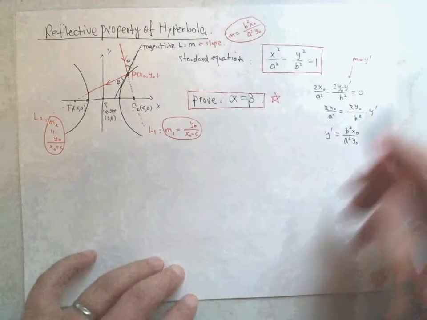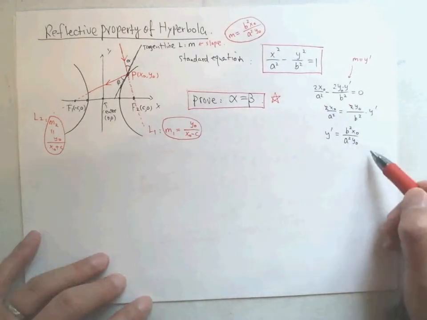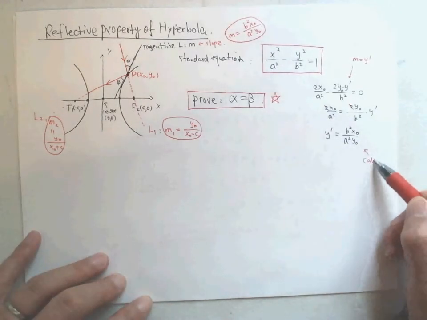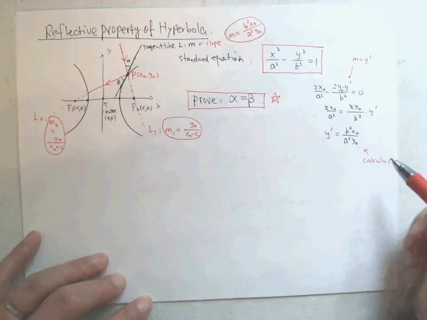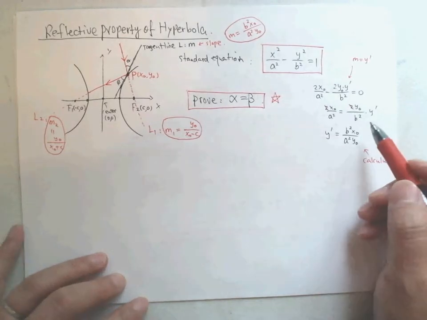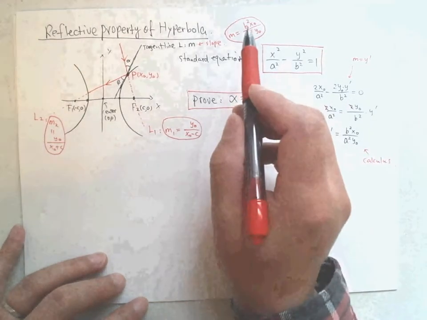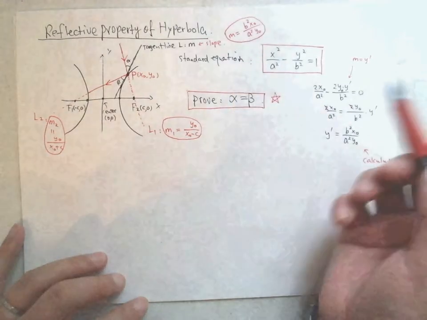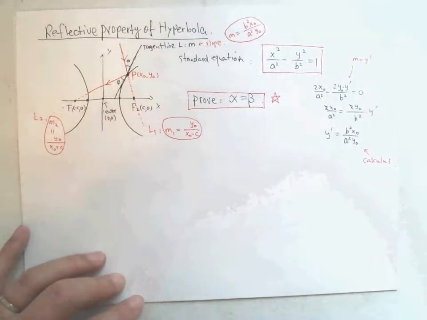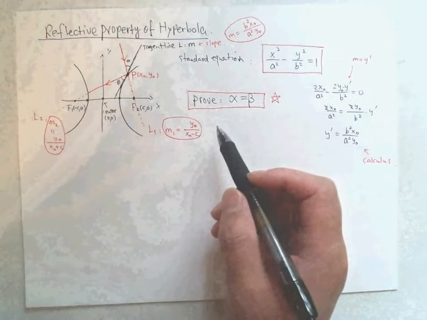This is important. This is from calculus. If someone learns calculus 1 in the future, please go back and look at it. Can you find the slope? Easy, it's very easy to find. So now all we need to do is what?